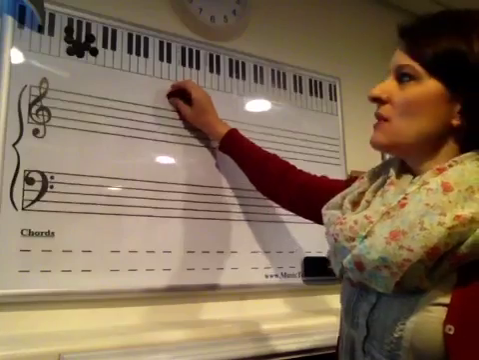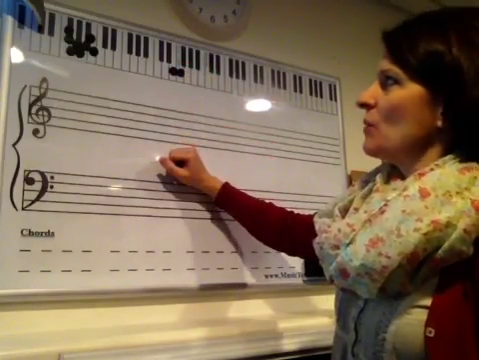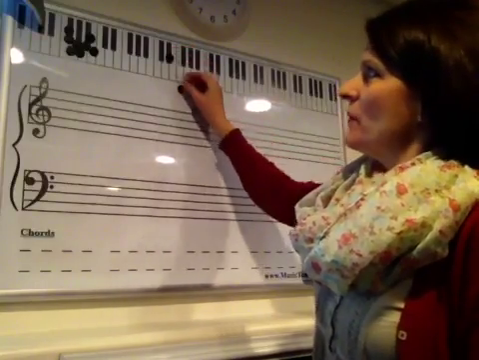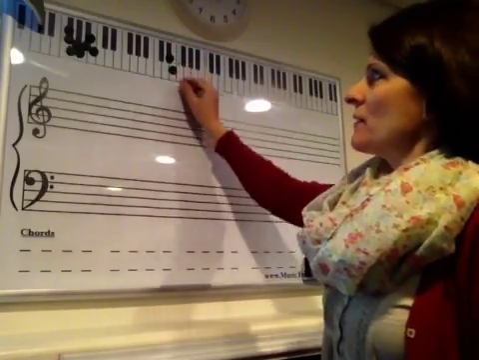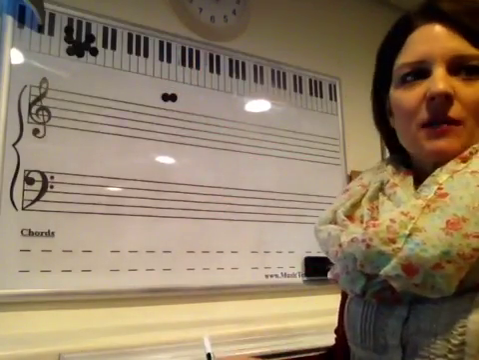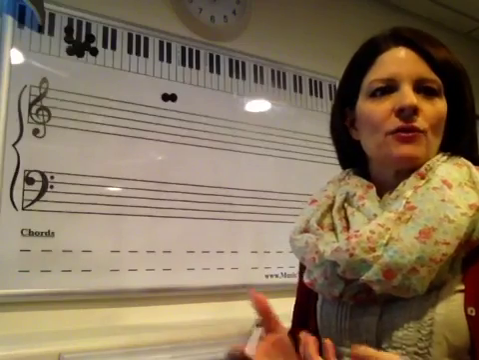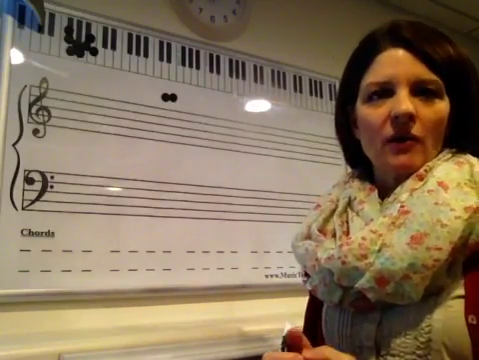So a half step is the distance from one key to the very next key on the keyboard, whether it's up or down. Now let's talk about a whole step. A whole step is the same distance of two half steps. So two halves make a whole.